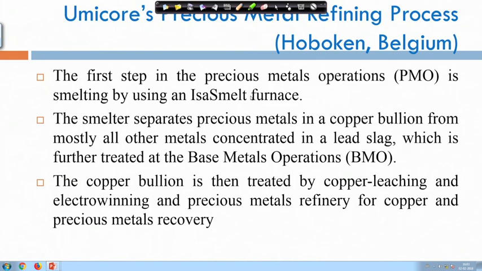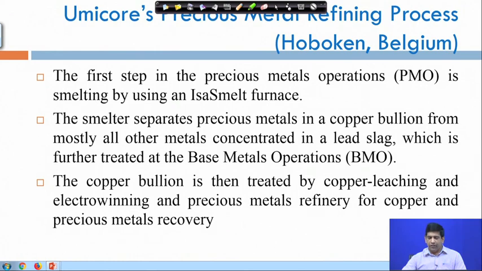Then we have Umicore, which is very common in Belgium. It is the Umicore precious metal refining process, which is a very common process. Most of the batteries around the world actually end up in this particular company. The first step in this precious metal operation, which they abbreviate as PMO, is smelting using an ESA smelt furnace. Again, they have their own names.